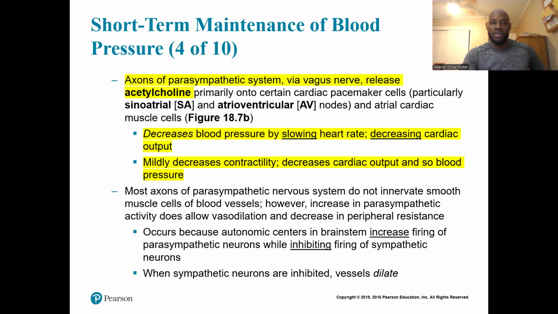Right? Parasympathetic, via the vagus nerve, can release acetylcholine on the sinoatrial and atrioventricular nodes. This can slow the heart rate, decreasing blood pressure.